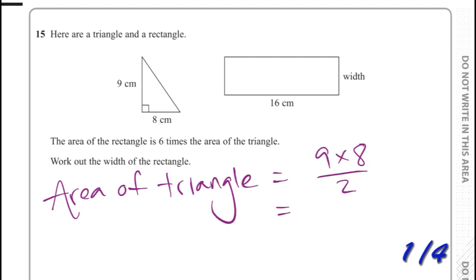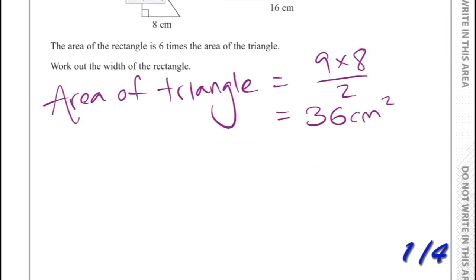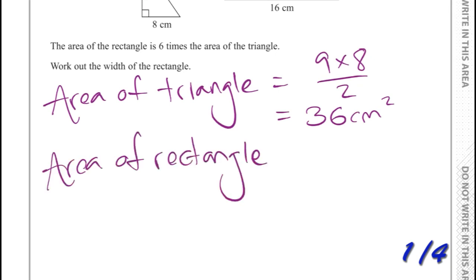9 times 8 is 72. Divide that by 2 and you get 36. It tells us the rectangle is 6 times the area of that triangle, so we need to times that number by 6 to get the area of the rectangle. So for the area of rectangle, we're going to do 36 times 6.